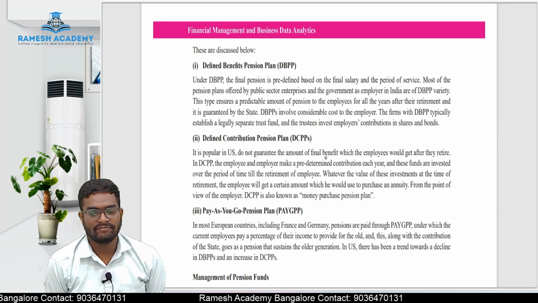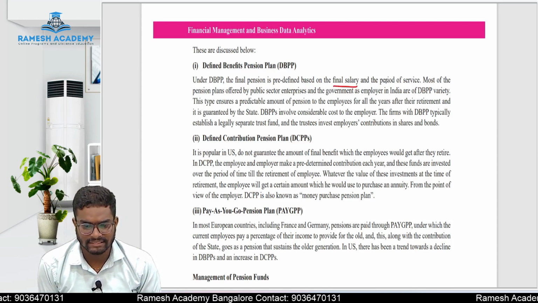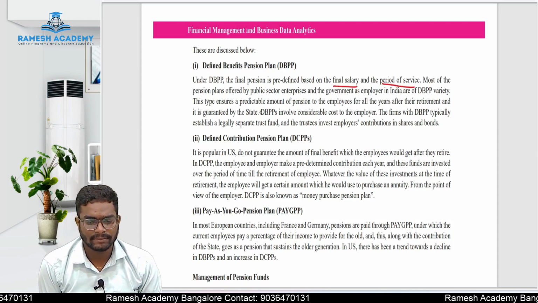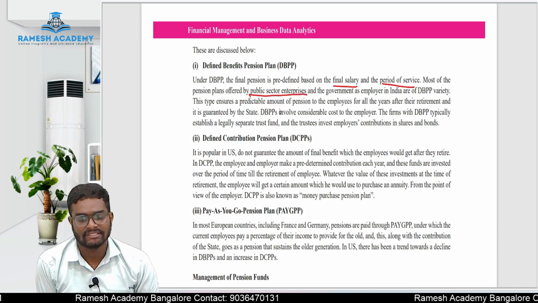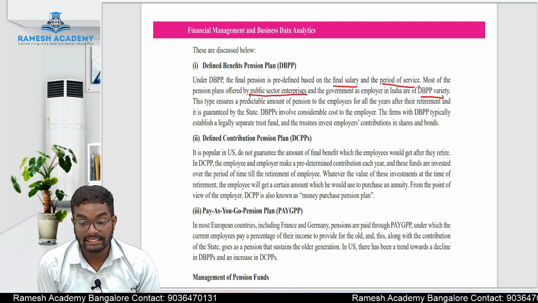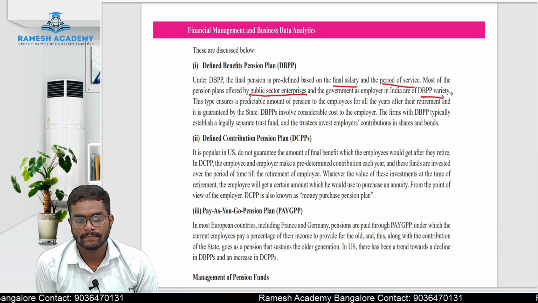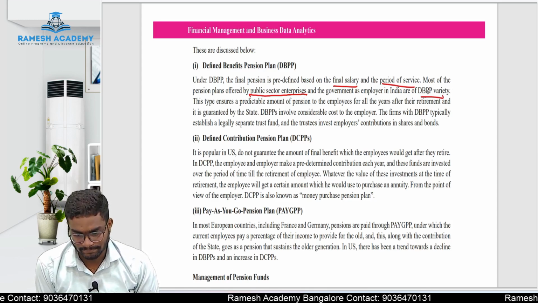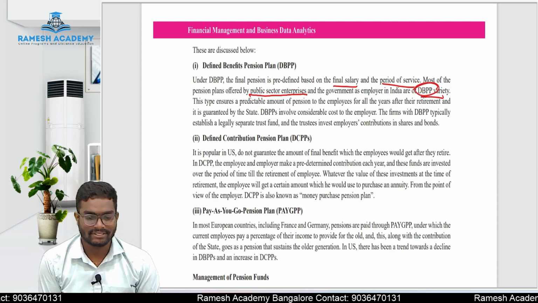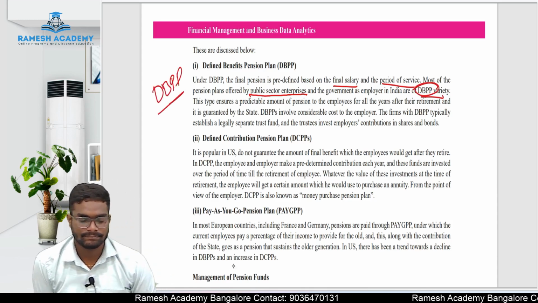The first one, the defined benefit pension plan, is predefined based on the final salary and the period of service. Most of the pension plans offered by public sector enterprises and governments as employers in India are DBPP. It's a tongue twister, DBPP.